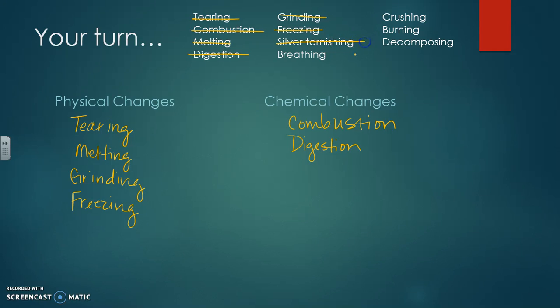Okay, silver tarnishing means that it's oxidizing. It's reacting with the oxygen in the air. So it is actually going to be a chemical change. Okay, breathing. You might not think of it this way, but breathing is a chemical change. You breathe in oxygen, you breathe out carbon dioxide. There's an exchange there, and it changes from one form to the other.